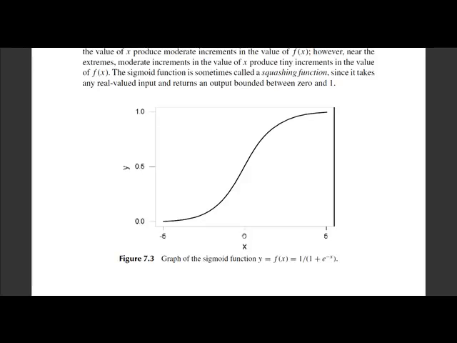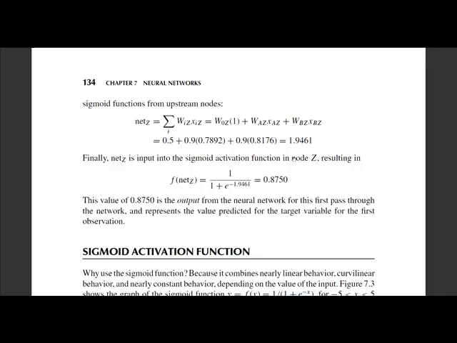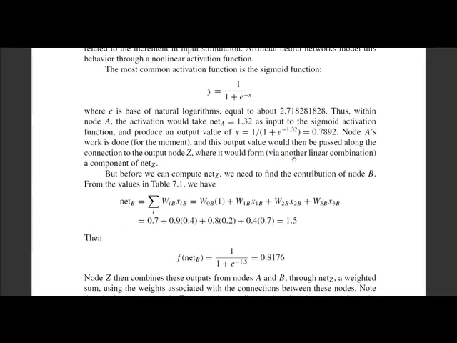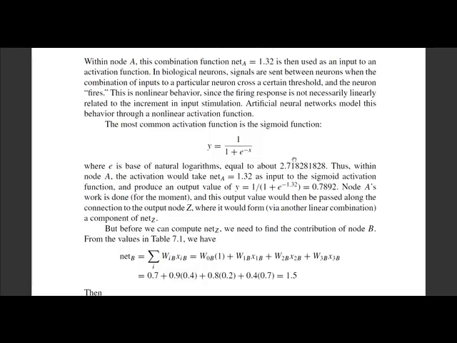But as x increases from 0 to 5, the output is not linear. When it goes from here to here, y increases a lot, as compared to when it goes from here to here, where it only increases a little bit. So the output is not linear. That's the function we're using. They say the most common activation function is the sigmoid function, where e is the normal e.